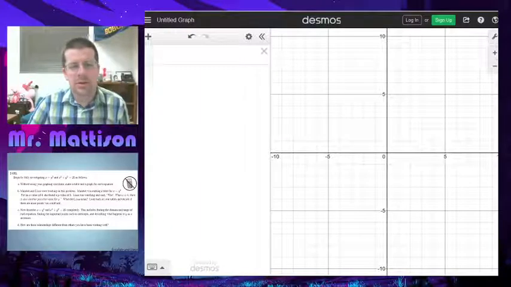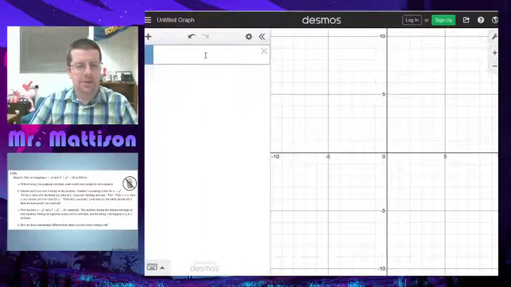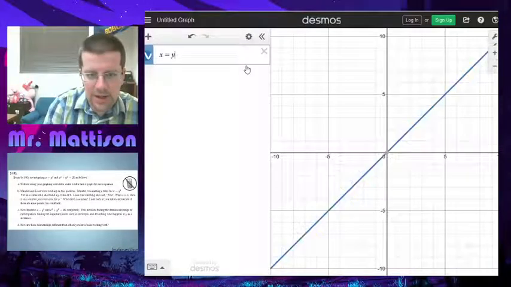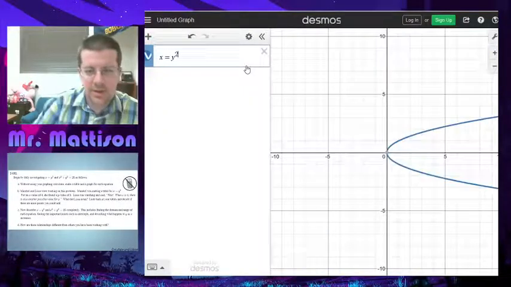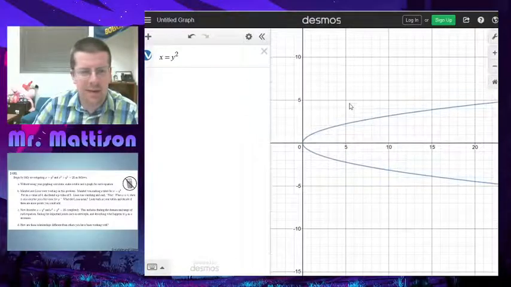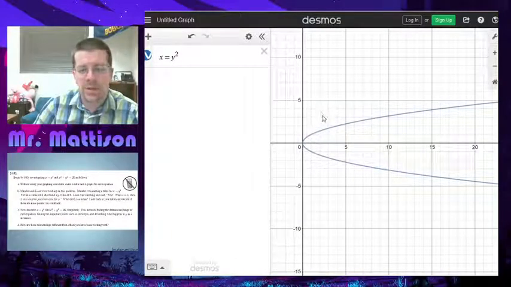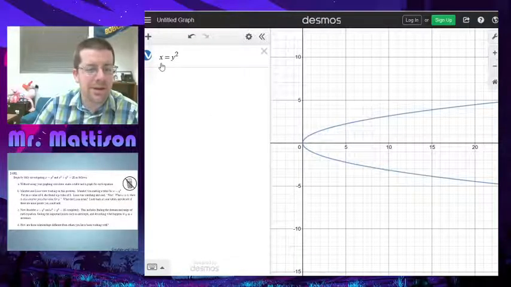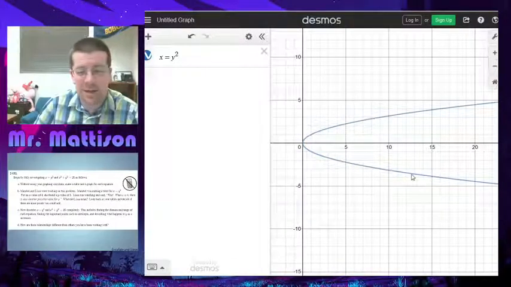If you look at the first one, this is x equals y to the second. So we get this kind of graph here. It looks just like a parabola, but it's on its side, which kind of makes sense, because if I had y is equal to x to the second, then I would have a parabola that follows the y-axis. x equals y to the second is just a parabola that follows the x-axis.